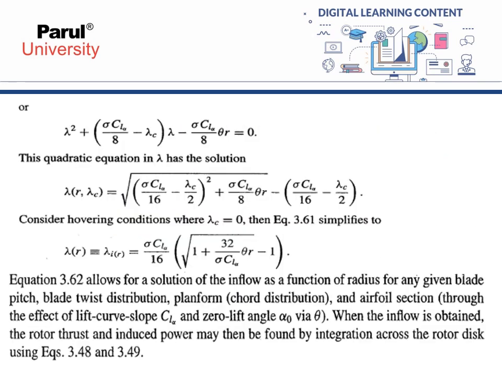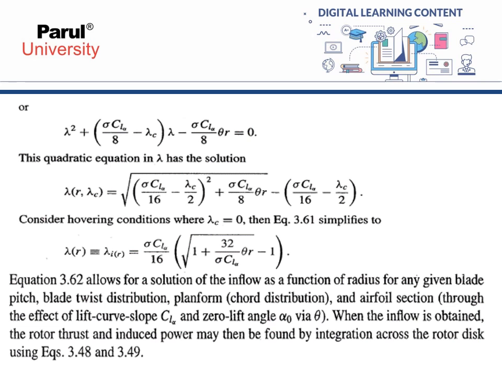Now, λ² + (σ·Cl_α/8 − λc)·λ − (σ·Cl_α/8)·θ(r) = 0. This quadratic equation in λ has the solution λ, a function of r and λc, equal to the square root of (σ·Cl_α/16 − λc/2)² + (σ·Cl_α/8)·θ(r), minus (σ·Cl_α/16 − λc/2).